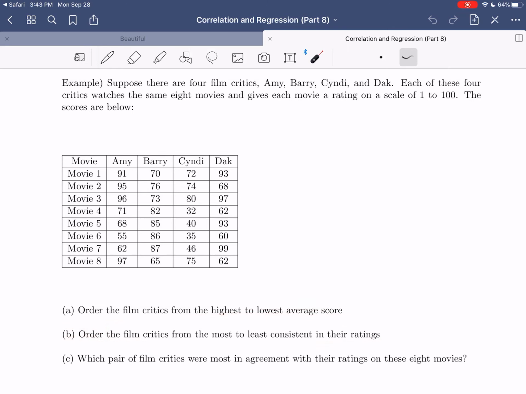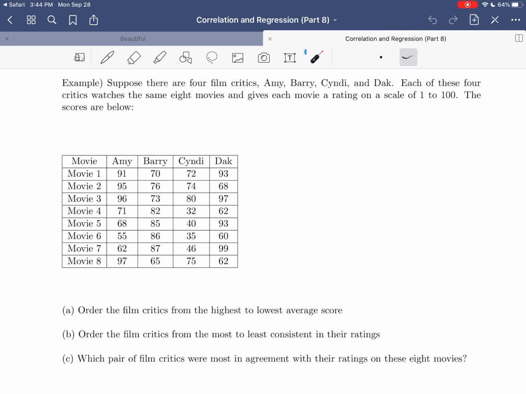We should be able to do that using the standard deviation, which is our measure of variability, so we can see whether some of the reviewers were really opinionated, meaning they were giving really high scores and really low scores, or whether some of them were pretty moderate and gave everything pretty similar scores. We'll understand that in B, and then we'll get to how the correlation coefficient can be used, and we'll try to figure out which pair of critics were most in agreement with their ratings on these 8 movies.